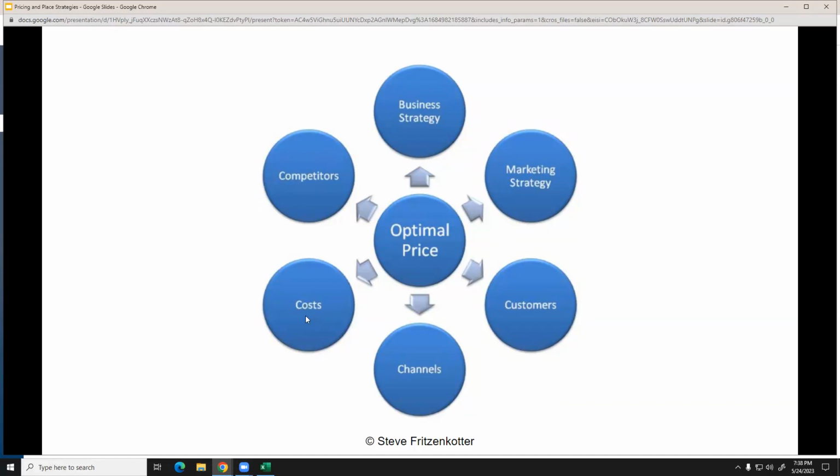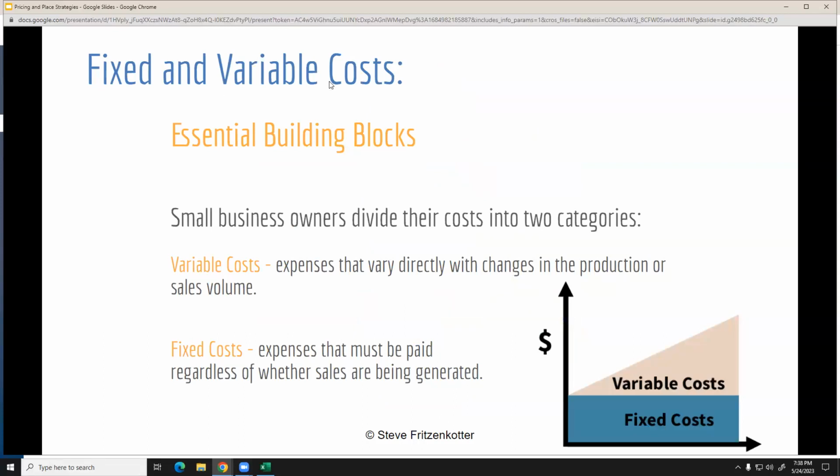And we're going to be talking about costs and how we break costs into fixed and variable. I'm going to explain this. I think this is an important concept to understand because how you run a business really depends on your variable and fixed costs. We have two categories. So the first one is variable, we'll talk about.